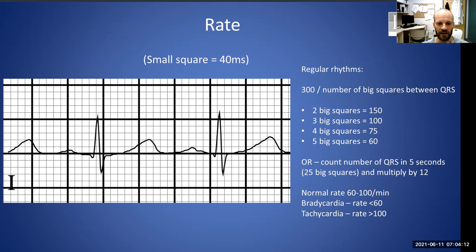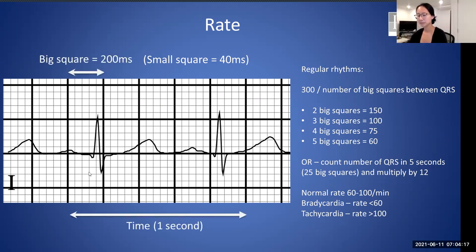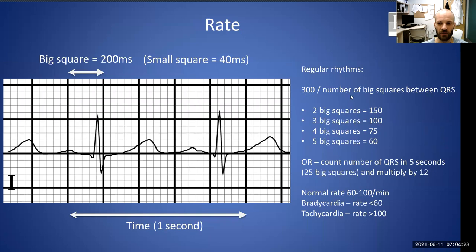When we're looking at the heart rate, we can do it in a couple of different ways. We can count the number of big squares between QRS complexes and divide 300 by the number of big squares. That gives us a rough estimate. Or we can count the number of QRS complexes in a given time period, such as 5 seconds, which would be 25 big squares, and multiply that up. The normal heart rate is between 60 and 100. A heart rate less than 60 is a bradycardia, and a heart rate greater than 100 is a tachycardia.